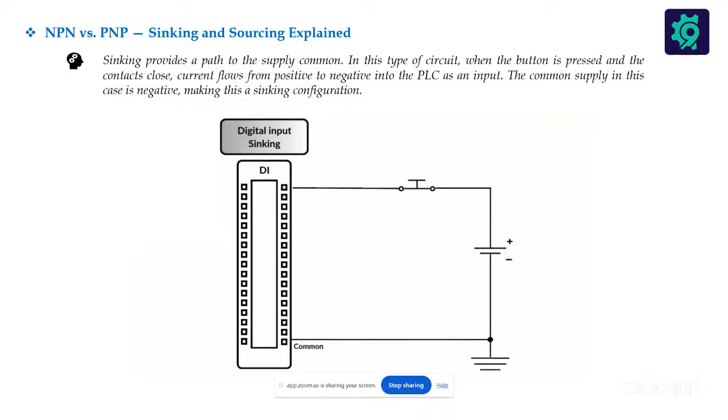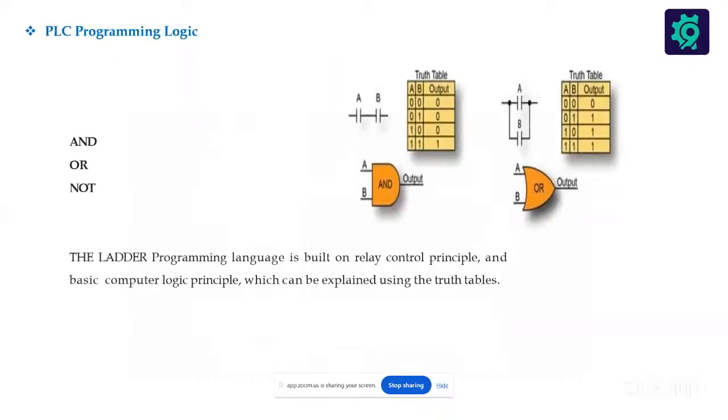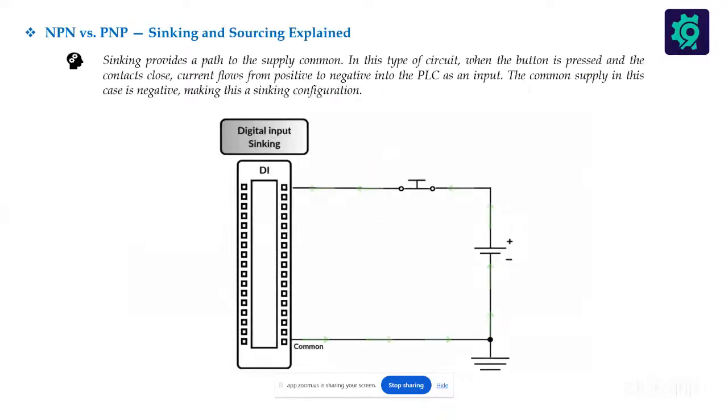Sinking provides a path to the supply common. In this type of circuit, when the button is pressed and the contact closes, current flows from positive to negative into the PLC as an input. The common supply in this case is negative, making this a sinking configuration.